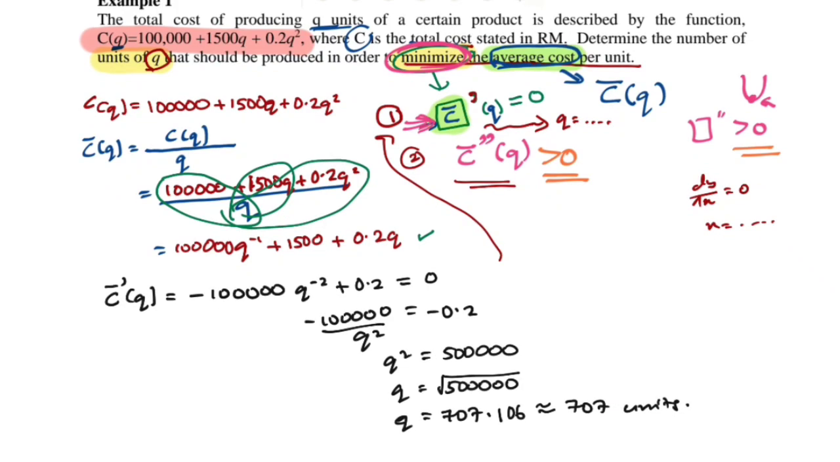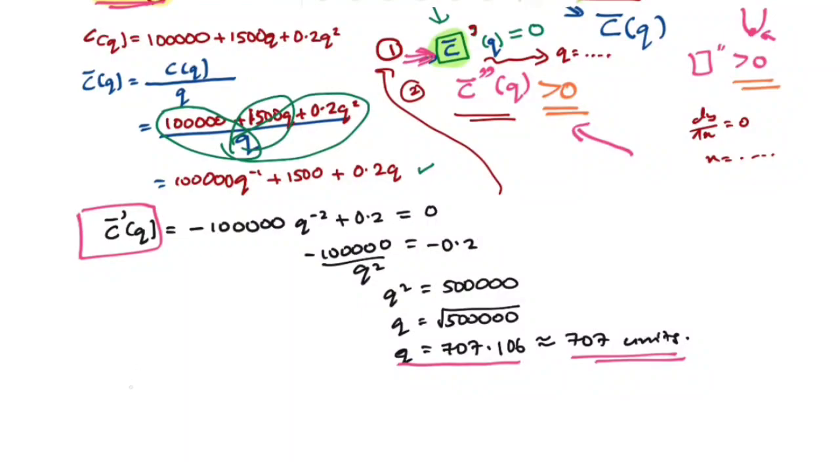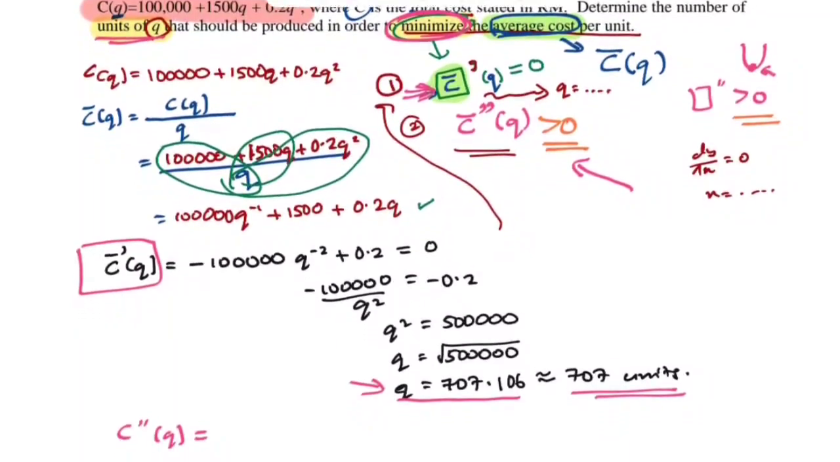In this question, the question wants you to determine the number of units. So we are giving them the number of units. But remember what I have mentioned before. Whenever you do this first derivative, equate it to 0, you must also do the second step, which is the second derivative test. This is very important because you want to make sure whether this Q units is minimizing the cost or maximizing the cost.